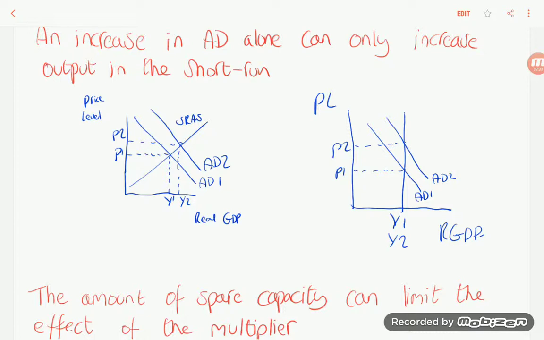In both cases, the rise in price levels means there will be a worsening in the balance of payments. In general, to improve all four macroeconomic policy indicators at the same time, there needs to be an increase in LRAS. This is very important.